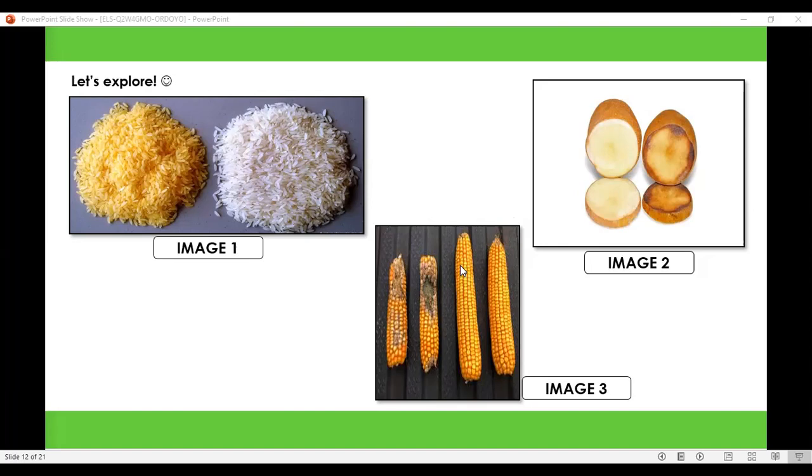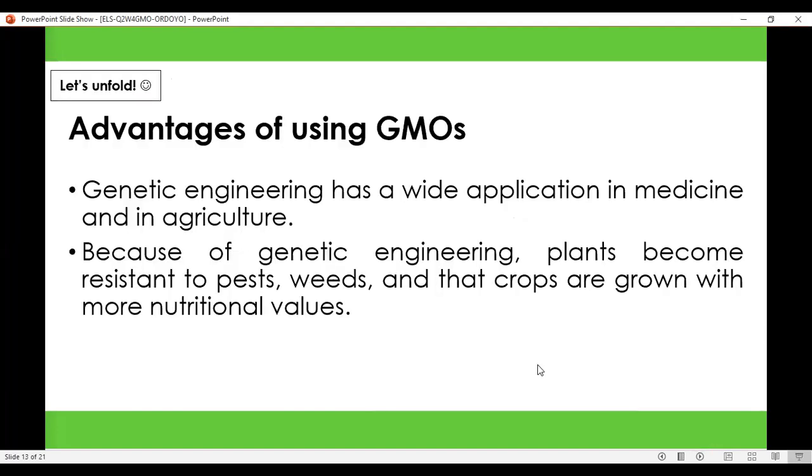Okay. Let's find out later kung ano ba yung mga na-observe nyo, ha? And moving on, let's now talk about the advantages and disadvantages of GMOs. So, bakit nga ba nagkaroon ng GMO? Do you have any idea kung bakit?